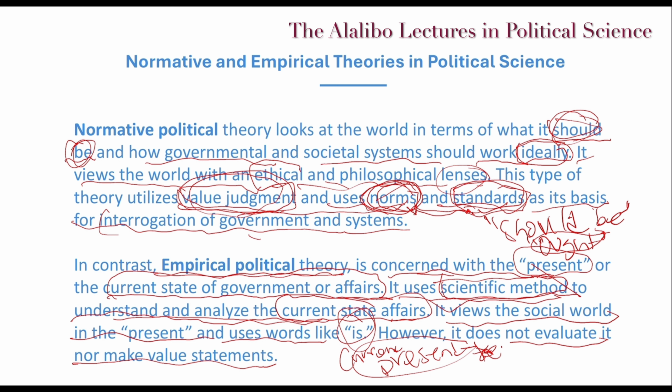These are two very important theories in the discipline. We're going to talk about additional theories, but these two, normative and empirical, have defined the discipline for a long time. Students, as I said earlier, they have been the basis of research and scholarship in political science. Normative and empirical theories in political science.